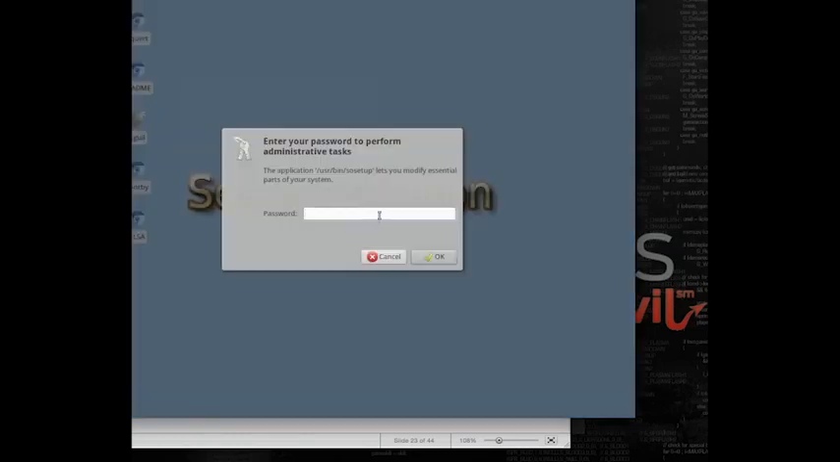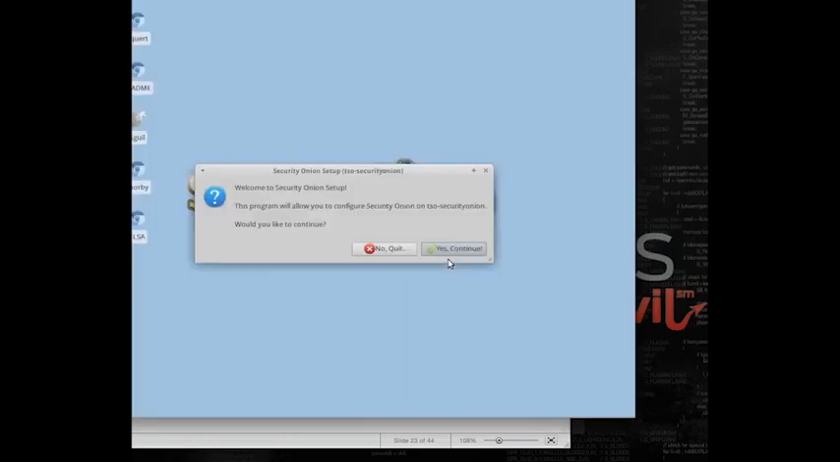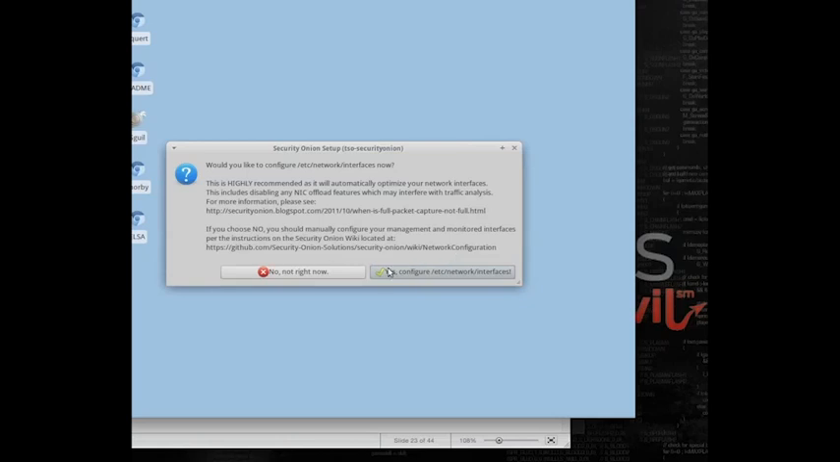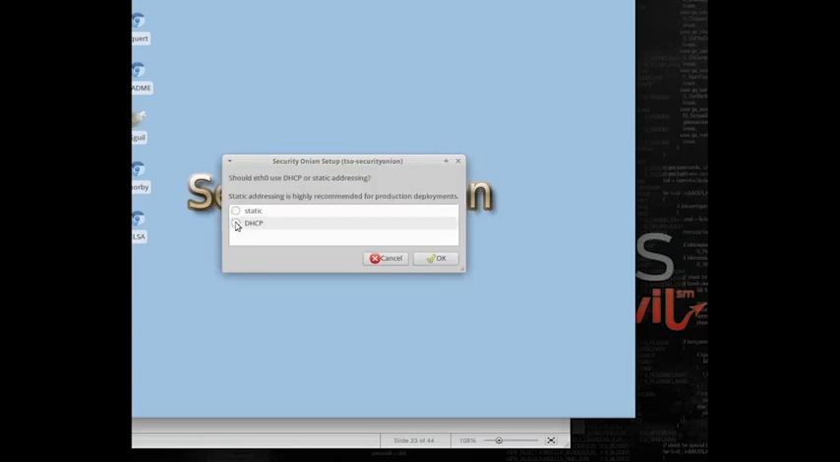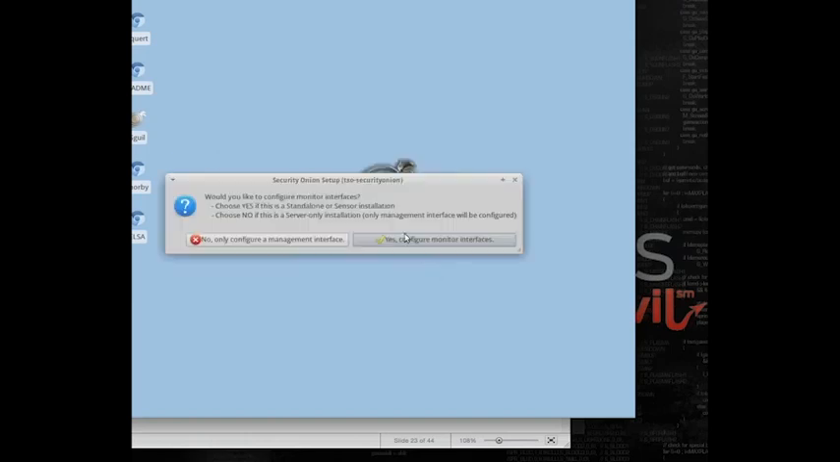Really easy. You just come in here, double click setup, it prompts us for sudo privileges, and we just tell it, yeah, let's go ahead. Yep, we want to go ahead and configure our interfaces. It asks us, hey, which one is our management interface? Which one's going to actually have an IP address and that we'll interact with? ETH0. We'll use DHCP for this instance.